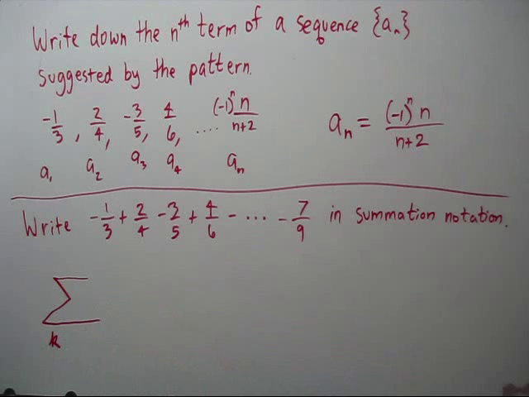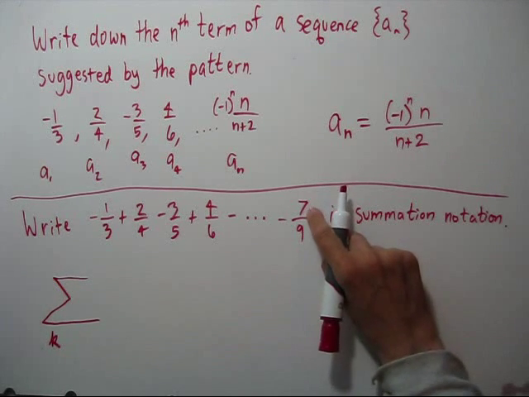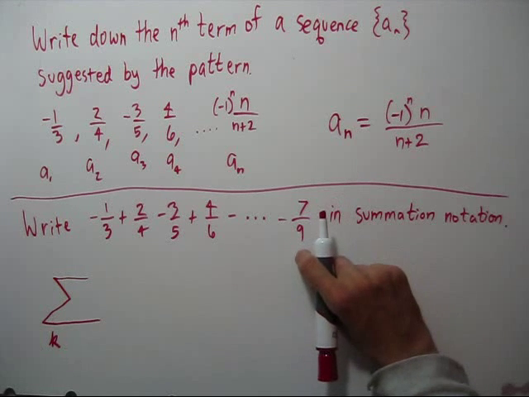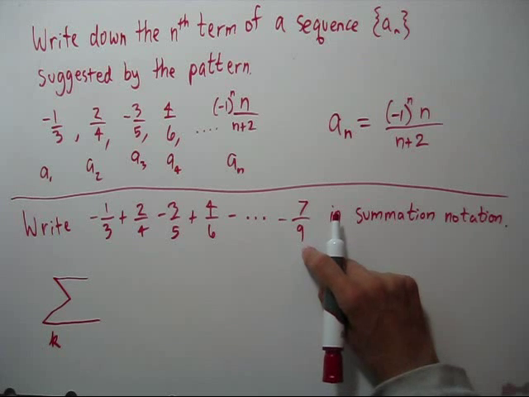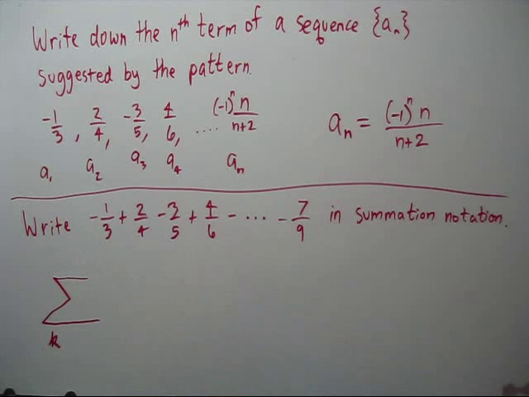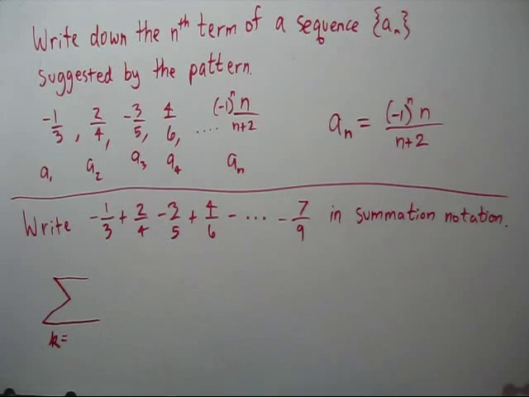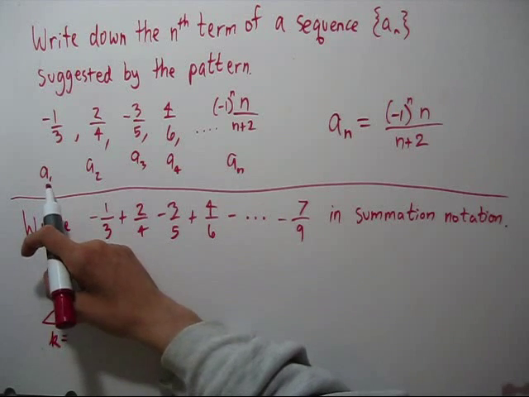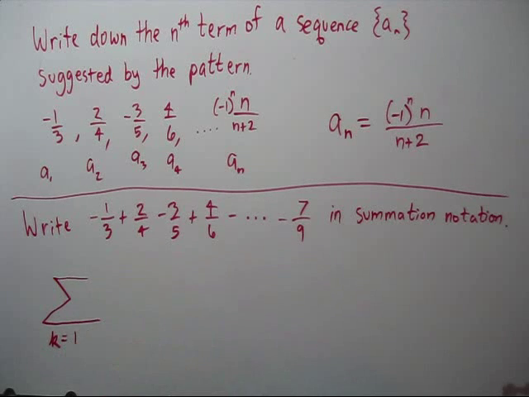What you do have to be careful of is if this maybe ended with an N in the final term, then you could not use that as your index, because that would be up here in your upper limit. And then once we've chosen our index, we need to know where we've started. Well, up here we used A1 as the starting point. Let's go ahead and just start with 1.